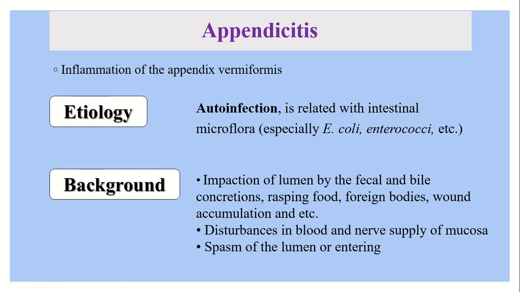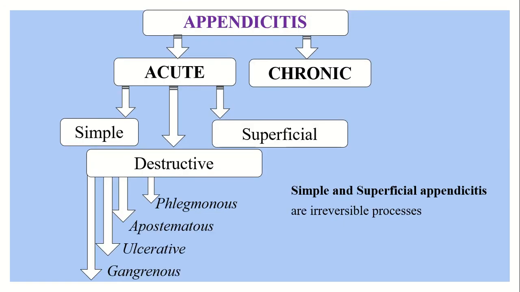Another disease is appendicitis, inflammation of the appendix vermiformis of the cecum. Auto-infection plays a major role in the etiology of the disease, related with intestinal microflora, especially Escherichia coli, enterococci, and etc. The background for appendicitis: impaction of the lumen by fecal and bile concretions, rasping food, foreign bodies, wound accumulation, and etc. And disturbance in blood and nerve supply of the mucosa and spasm of the lumen of the appendix.